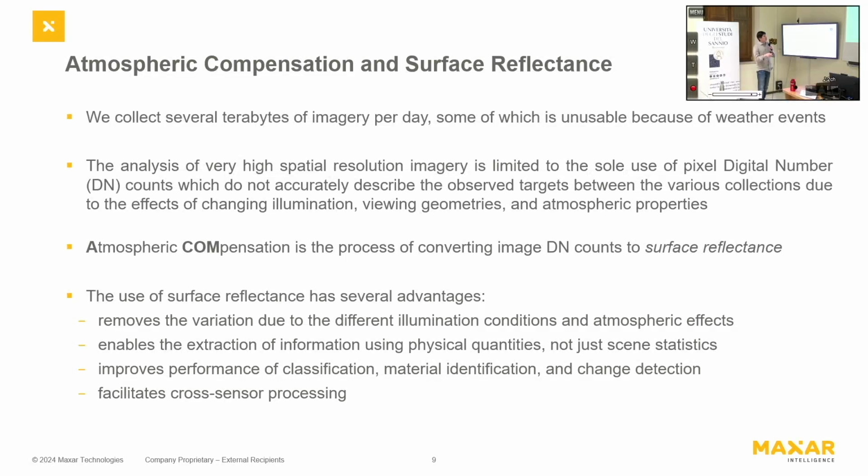Main advantages: you want to remove the effects of the illumination because the sun is in different positions. You want to remove the effects of, again, the atmosphere, and you want to do some cross-sensor processing. If you're not on the same baseline, you cannot do cross-sensor processing.